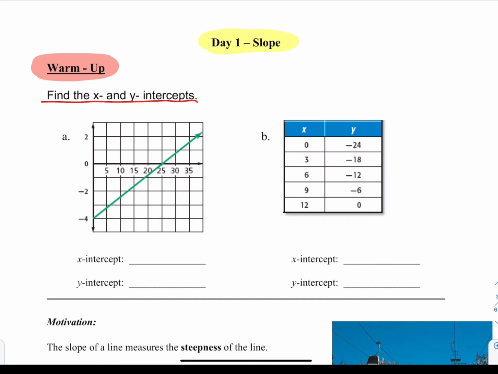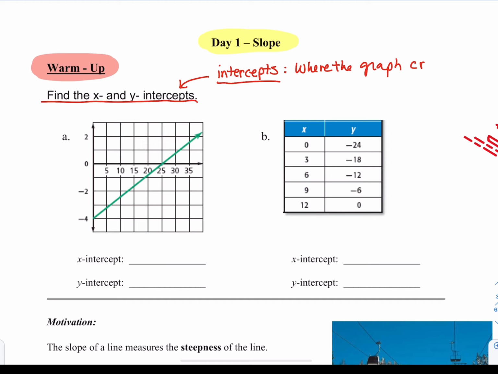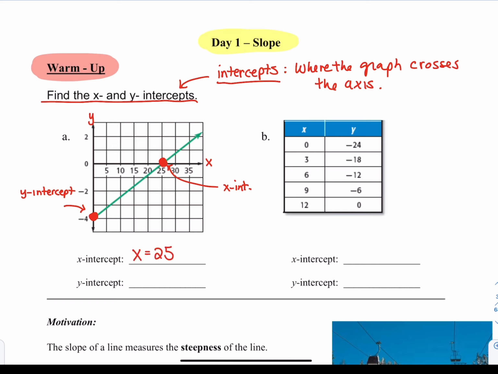Okay, so our first lesson is on slope, and we're going to find the x and y intercepts. The word intercept is another word for an intersection, specifically where the graph crosses the axes, the x-axis or the y-axis. So on the graph you'll see I plotted the two intercepts. This one here is the y-intercept. This one over here on the x-axis is the x-intercept. I notice that the x value on the x-intercept is 25, so we have the coordinate (25, 0). The y-intercept is the coordinate (0, -4).